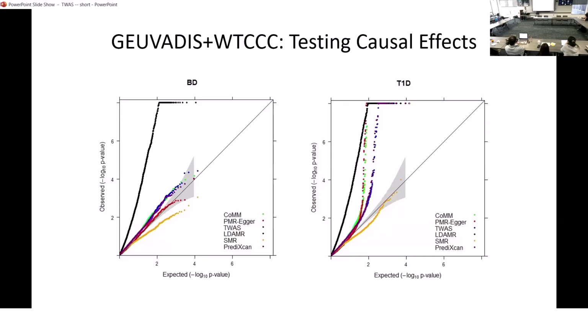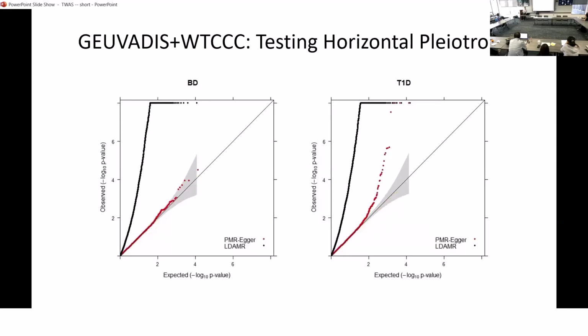So that's a GWAS and WTCC study. So that's on causal effect testing. And remember that the new method we have, the PMR, also allows you to test for the horizontal pleiotropy effects, which is very important. This allows you to really test for each gene whether some genes have horizontal pleiotropy effects or some not.